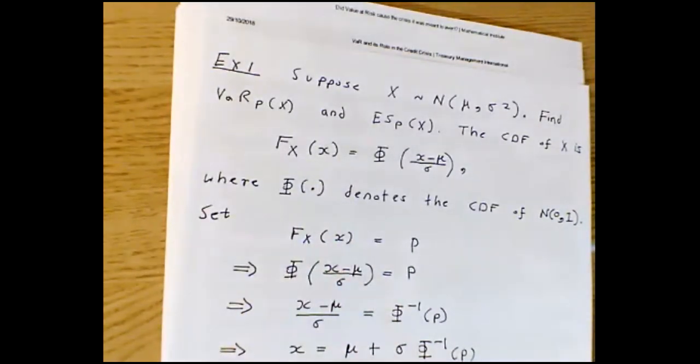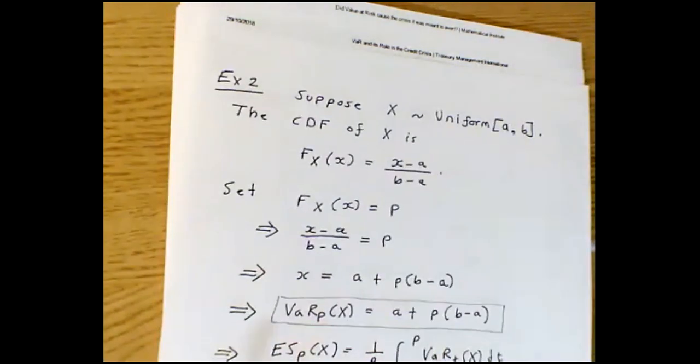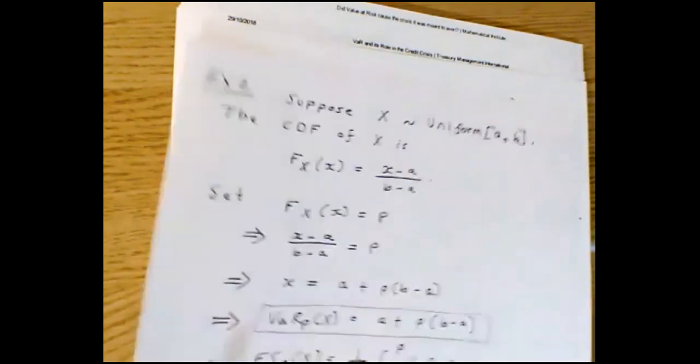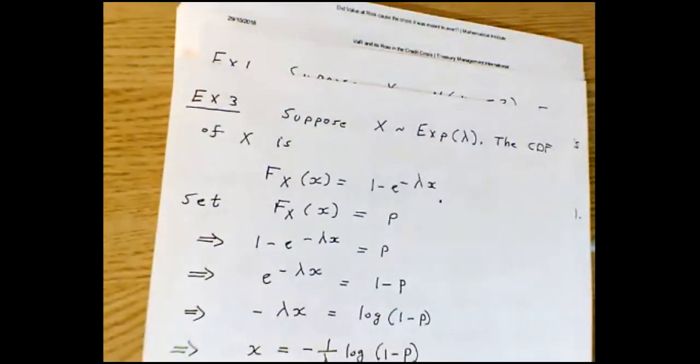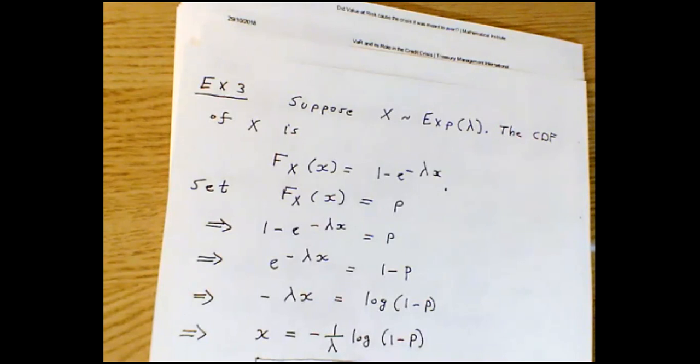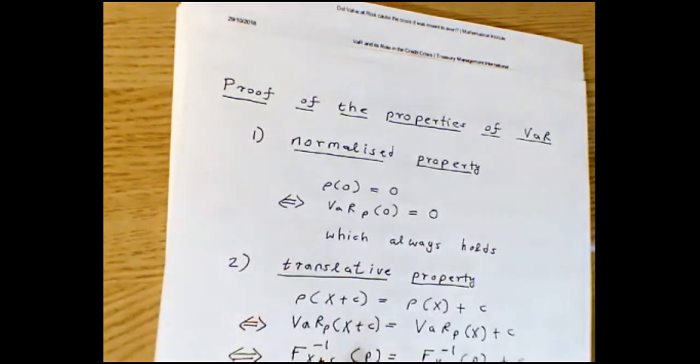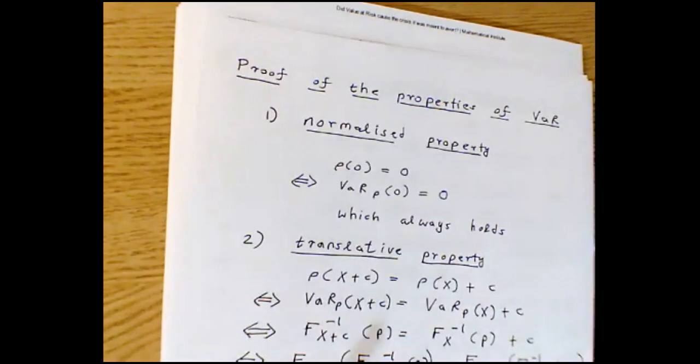Then I did three examples. This is one example where the loss is normal. This is the second example where the loss is uniform. And this is the third example where the loss is exponentially distributed, right? And then I did the proofs. This is an important part of the videos.